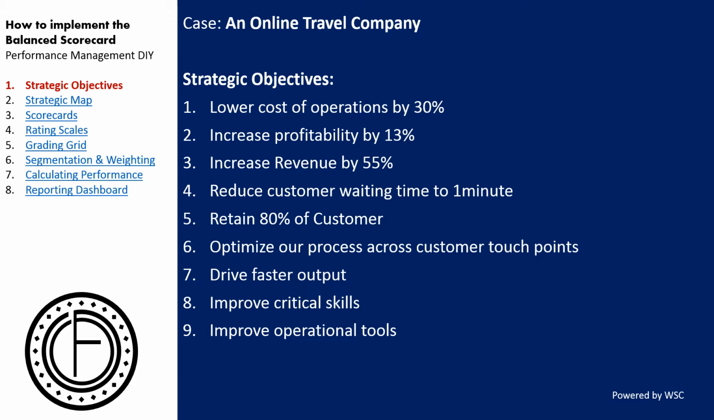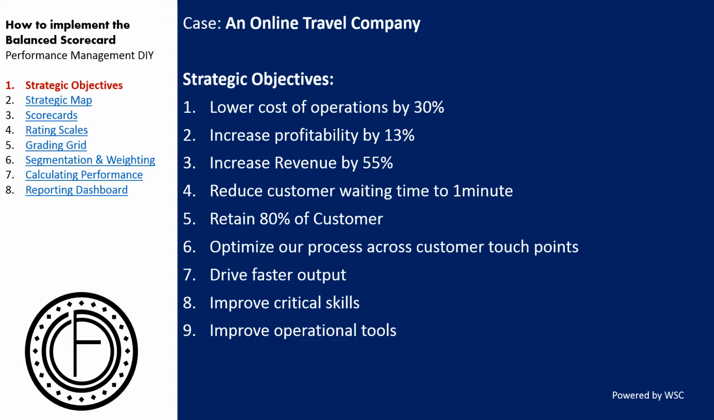So if you look at this company we have here, what we have here is an online travel company, and here we have about 9 strategic objectives listed out. From these strategic objectives, it shows that part of what the company wants to achieve is to lower the cost of operation by 30%, is to increase profitability by 13%, is to increase revenue by 55%, reduce customer waiting time to 1 minute.